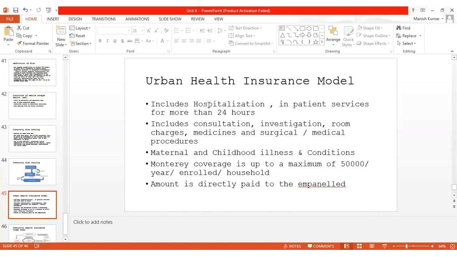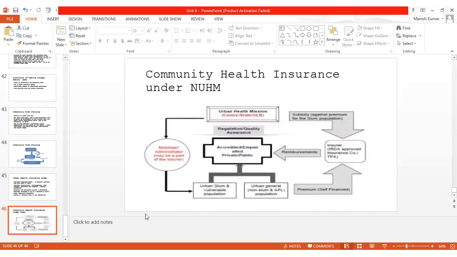So this money is used for hospitalization, inpatient services for more than 24 hours. This includes consultation, investigation, room charges, medicine and surgical medical procedures, also maternal and childhood illness. Monetary coverage is up to a maximum of 50,000, and the amount is directly paid to the empaneled hospital. So this is a good model.